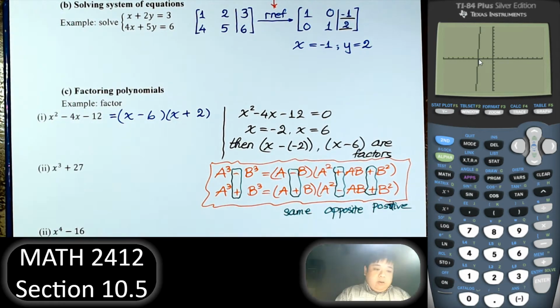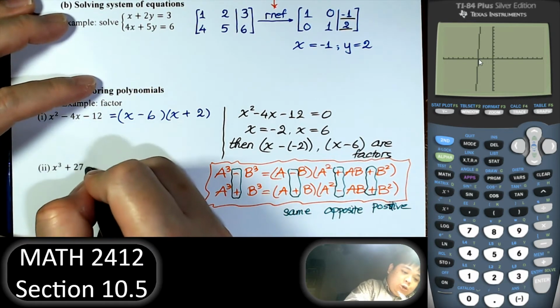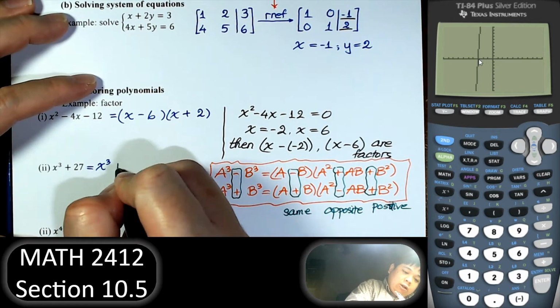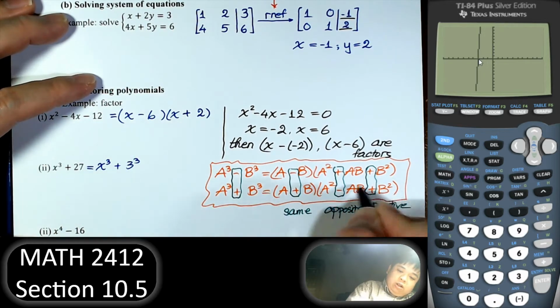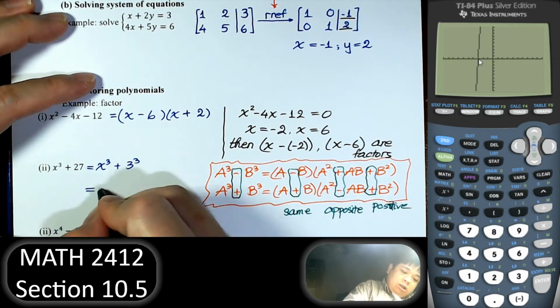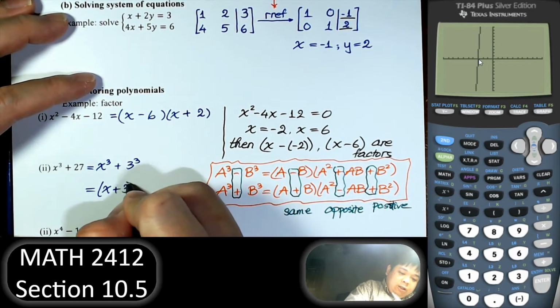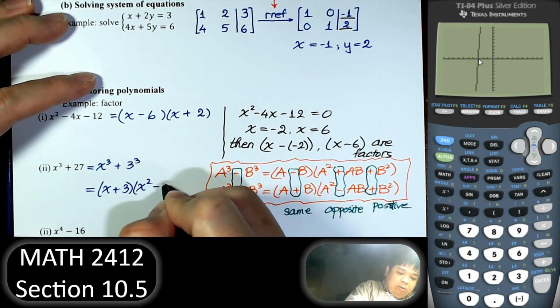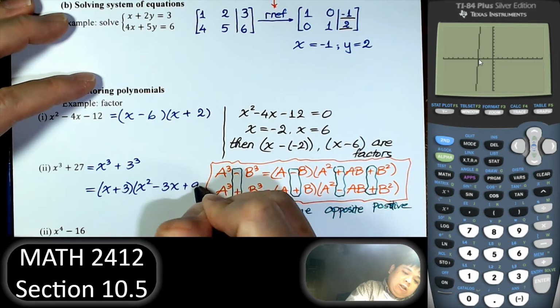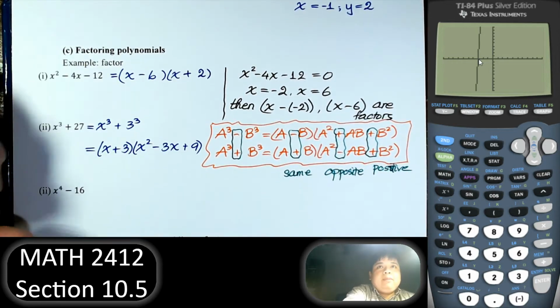Right. So in this case, what we have is just x cubed plus 27. So x cubed plus 3 cubed, and we use the sum of 2 cubes: x plus 3, x squared minus 3x plus 9. 3 squared is 9, right?